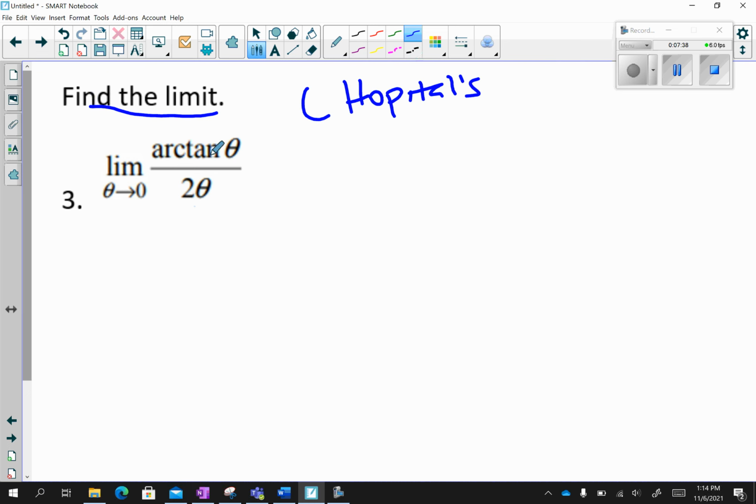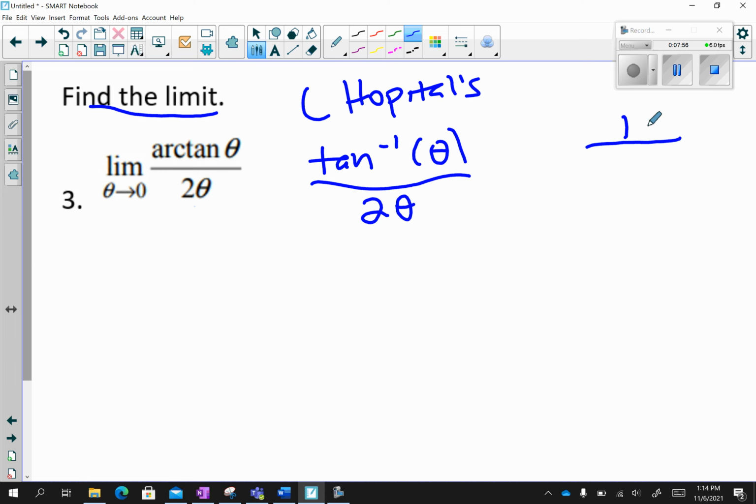So remember, arctan is really just a fancy way of saying tan inverse. So this is what we're looking for the limit of. So we'll take the derivative of the numerator, tan inverse. And so that is 1 over, now instead of x, it's theta, so 1 plus theta squared, all over derivative of the bottom, well, 2 theta is just 2. So I think what might have tricked some of you here was you didn't realize theta was your variable. And so we're taking this derivative with respect to theta.